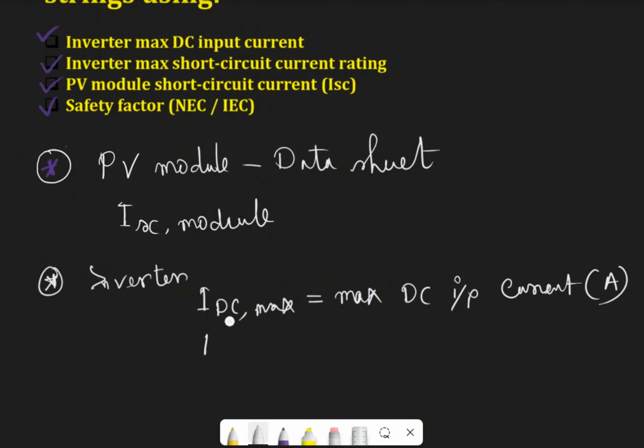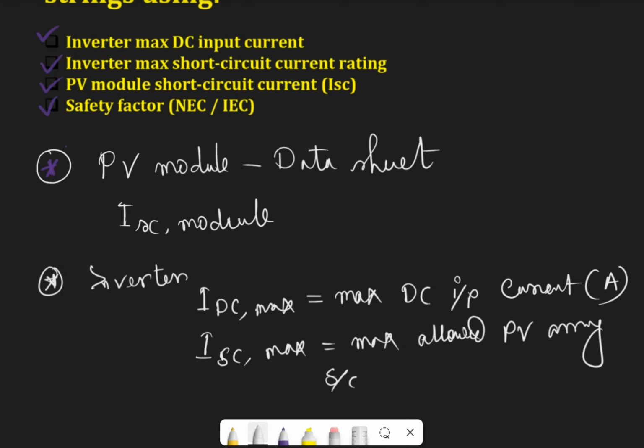And another data from the inverter is the short circuit maximum current, which is actually the maximum allowed PV array short circuit current, and of course the unit will be ampere as well.